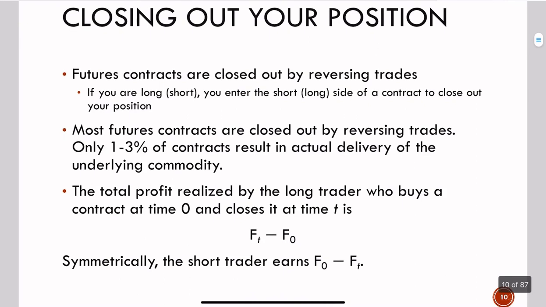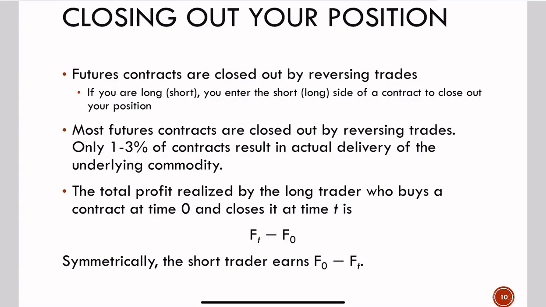Okay. Now, how do you close out your position? Let's say you have a long position in the futures contract on SP 500, and after 10 days, before its delivery date, you want to exit your position. How could you do it? Well, you will enter the opposite side of this contract. That is, if you have entered the long position, to exit your long position, you will enter the short position.